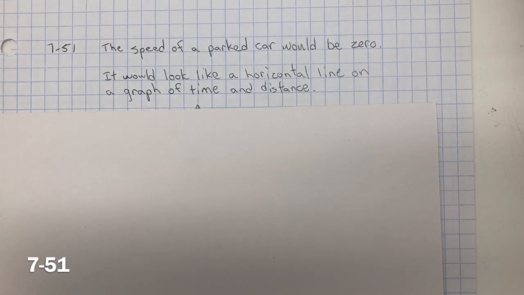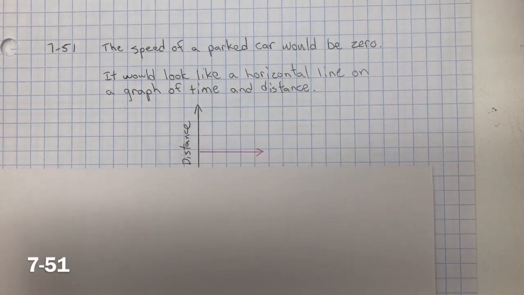In problem 751, if a car is parked on the side of the road and not moving, what is its speed? And what would it look like on a graph of time and distance? Well, the speed of a parked car would be 0. And it would look like a horizontal line on a graph of time and distance.